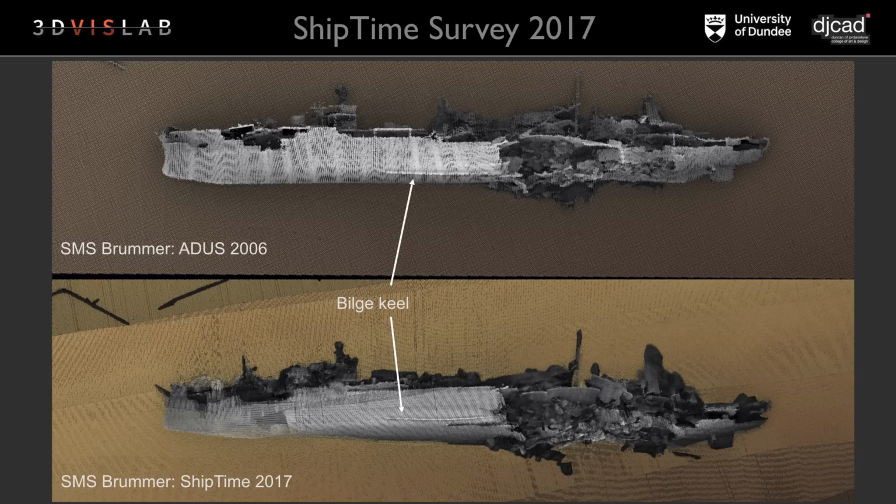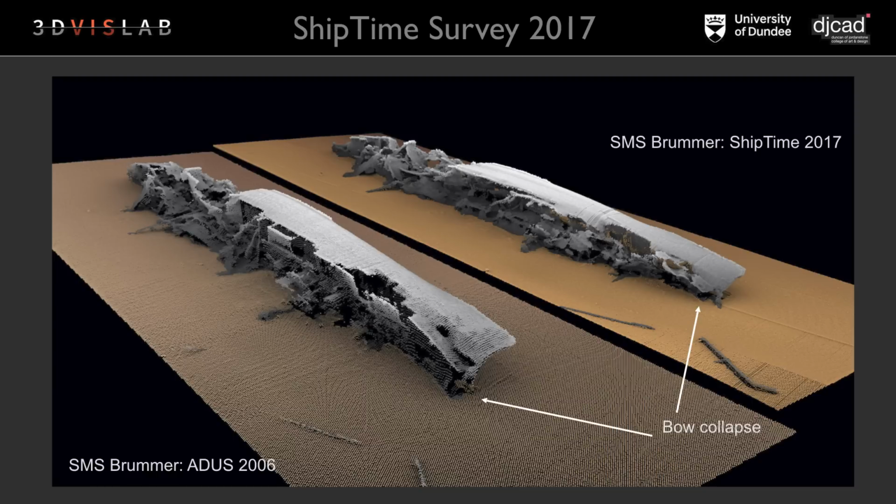If you look at the bilge keel on the ADIS data at the top, these have both been seen from directly above the wreck. You can see on the ShipTime data, 11 years later, it's moved further into the ship, and that's because the whole of the hull is rotating like this. And it's rotating because the deck is falling away. As the deck falls away, there's nothing to hold that hull up, so it rotates and compresses down. Comparing that kind of data, we're also able to look at differences in things like the bow. If you look on the left-hand side, ADIS data 2006 and the ShipTime on the right, the bow is collapsing at quite a considerable rate.